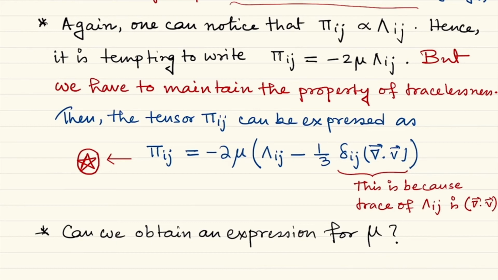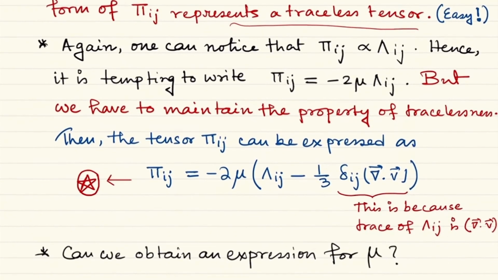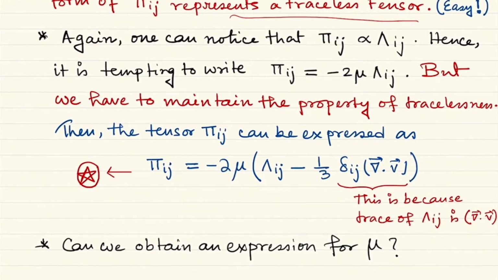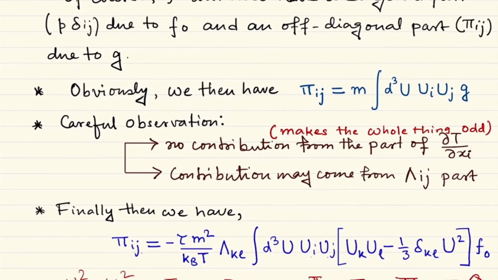Now we have introduced mu as a proportionality constant. Can we obtain an expression for mu? For that, of course, we should calculate pi ij when i is not equal to j. Why? Because when i is equal to j, this part is non-zero, and this part is non-zero. So when i is not equal to j, then what happens?